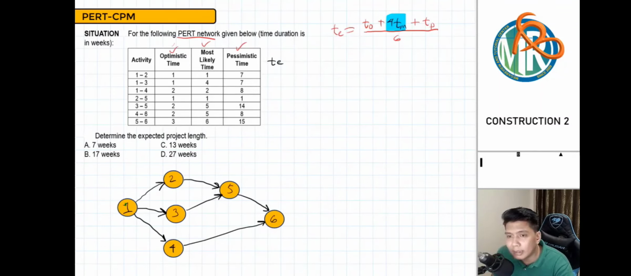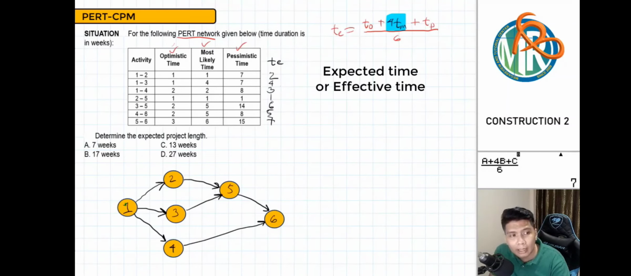Para mapadali yung ating pag-solve, guys, let's input sa calculator variable A plus 4B plus C over 6. Then pares lang tayo ng solve. Okay, input the value of A for activity 1, 2, you have 1. Then most likely time, you have 1. And then pessimistic time, you have 7. You will get here 2. Okay, next activity tayo. So ito yung effective time natin per activity. So yan na ngayon yung pwede mong gamitin to get your expected project length.